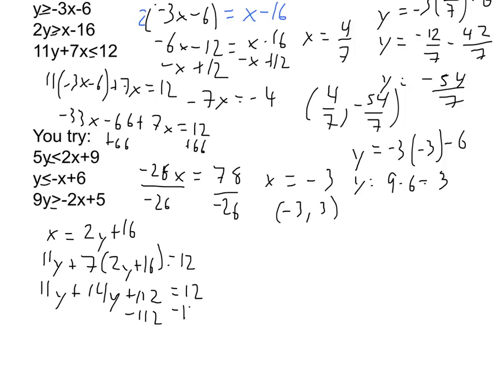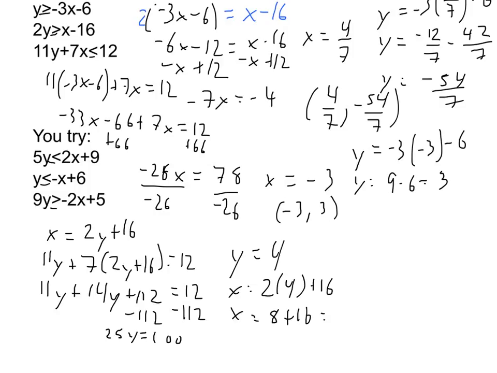Subtract 112, subtract 112. So I get 25y equals 100. So y equals 4. Plug that into the x equation. X equals 2 times 4 plus 16. X equals 2 times 4 is 8 plus 16 is 24. So that point's 24, comma 4. Those are the 3 vertices for that first problem. Okay, go ahead and give the next one a shot and bring in any questions you have in the class.